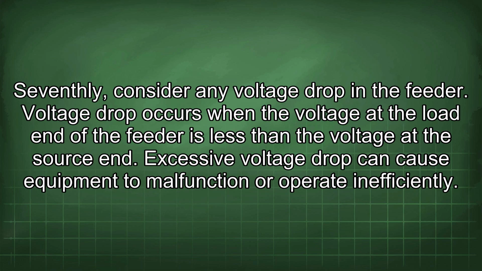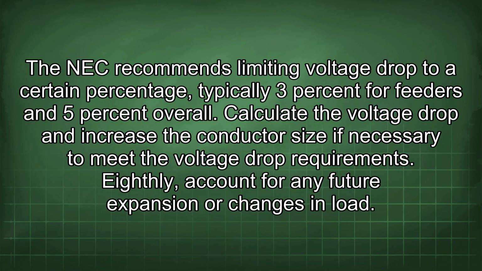Seventhly, consider any voltage drop in the feeder. Voltage drop occurs when the voltage at the load end of the feeder is less than the voltage at the source end. Excessive voltage drop can cause equipment to malfunction or operate inefficiently. The NEC recommends limiting voltage drop to a certain percentage, typically 3% for feeders and 5% overall. Calculate the voltage drop and increase the conductor size if necessary to meet the voltage drop requirements.